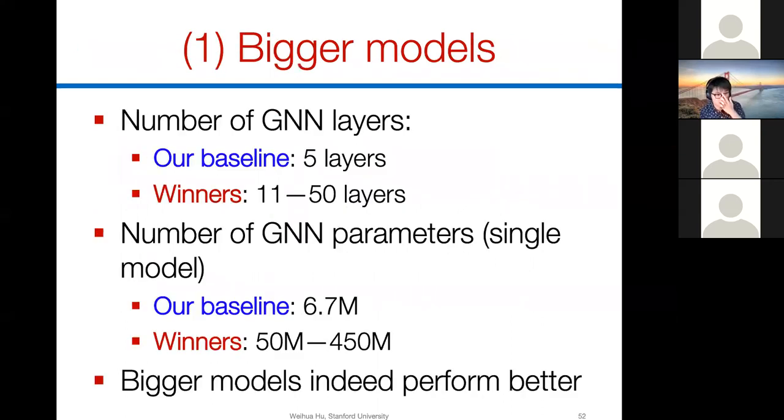Let me elaborate on this a little bit. Remember our baseline has 5 GNN layers, while interestingly, all the winners use 11 layers up to 50 layers of GNN to achieve their best performance. And the number of parameters is obviously much larger than our baseline. It's very interesting that this has never been observed on small OGB datasets, but on the OGB large-scale challenge datasets, people really start to realize that larger models can be trained to give impressive performance.